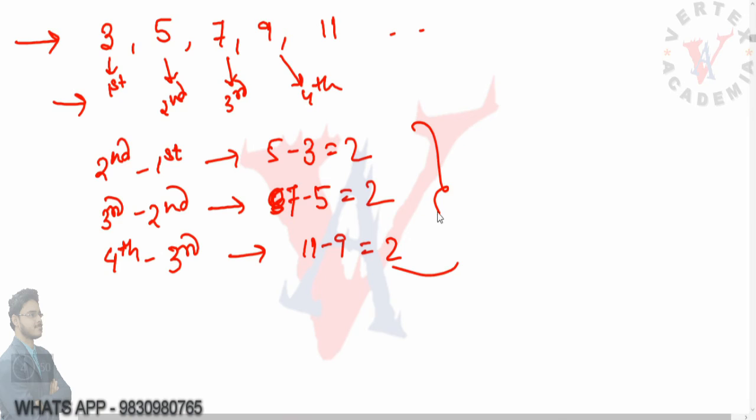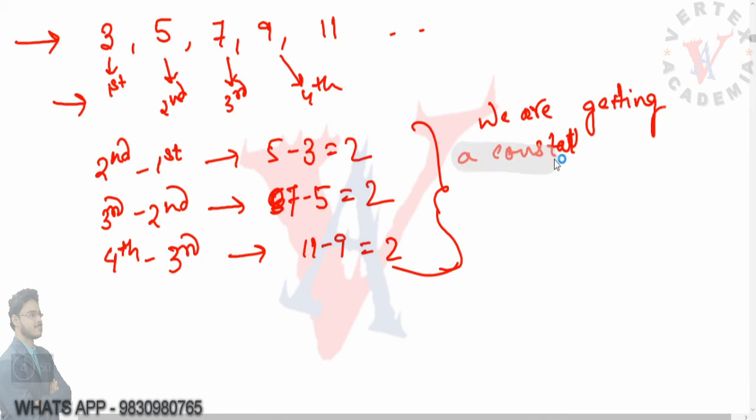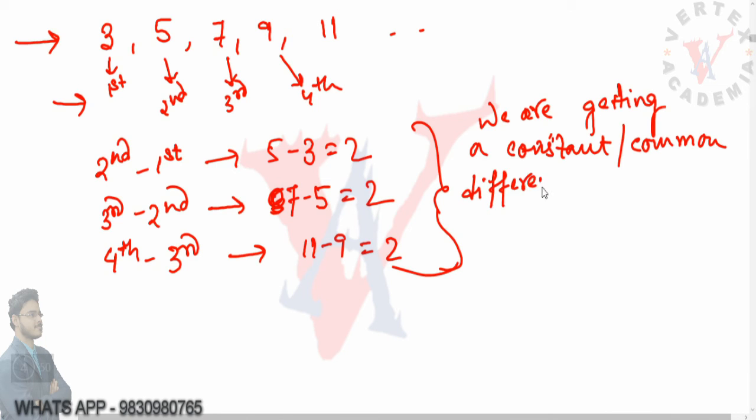So basically here also we are getting a constant, or maybe a common difference, therefore it's an AP, right?